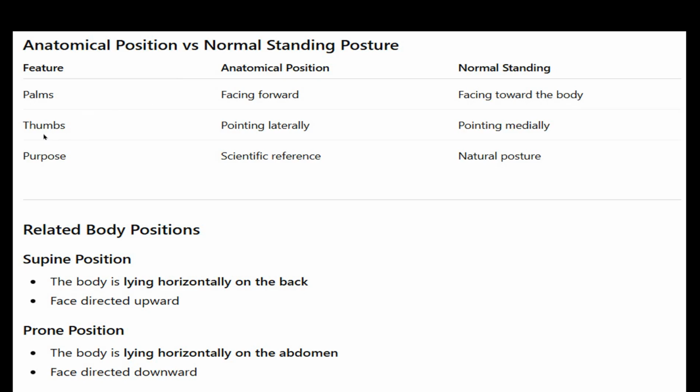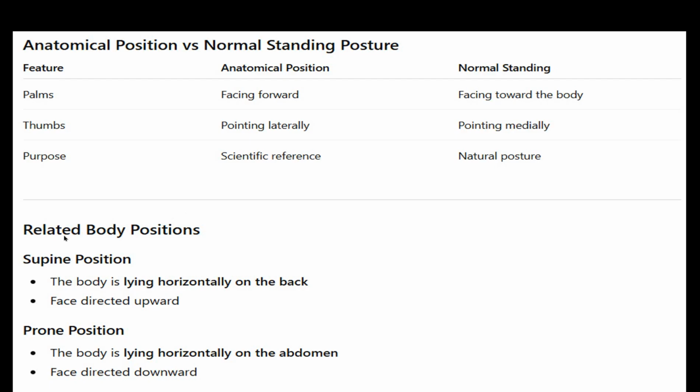Okay. Similarly, if we talk about the thumbs, the thumbs are pointing laterally, but in case of normal standing, thumbs are pointing medially. If you don't know what is laterally and medially, don't worry. In the upcoming session, we will talk about these things in detail. But for now, just consider that it is pointing laterally and medially. Then, if we talk about the purpose, anatomical position is for scientific reference, and normal standing is just a normal posture. Clear? So this part is clear.